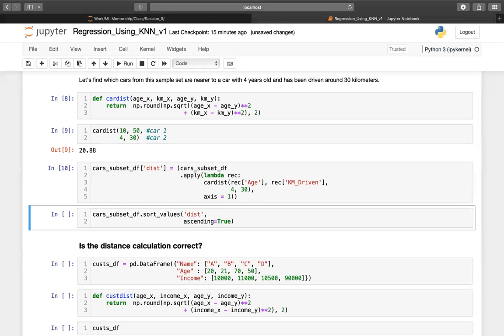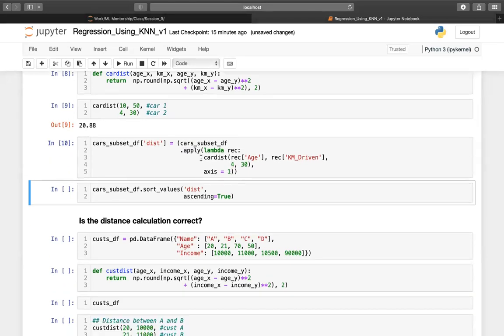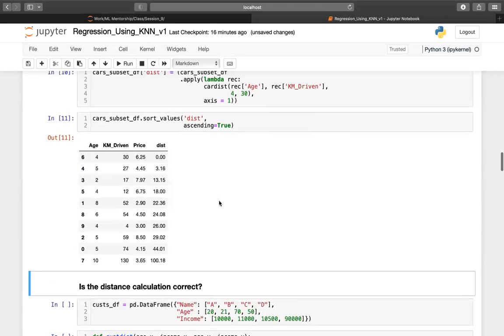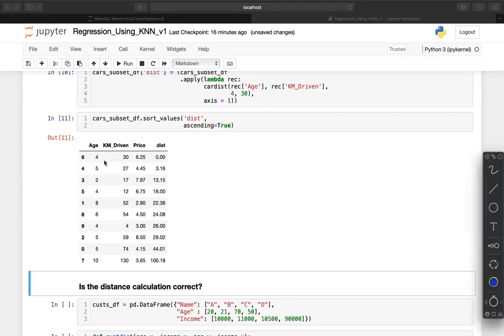And then once I calculate the distance of all the samples in this particular subset from the car which has been driven for 30,000 kilometers and is 4-year-old, I will sort them by the distance. If you look at this, the distance is 0 because we already have a car which is 4-year-old and 30,000 kilometers, so definitely the distance would be 0. And this is 3.16, so the next nearest car is 5-year-old and has been driven 27,000 kilometers, and so on and so forth.